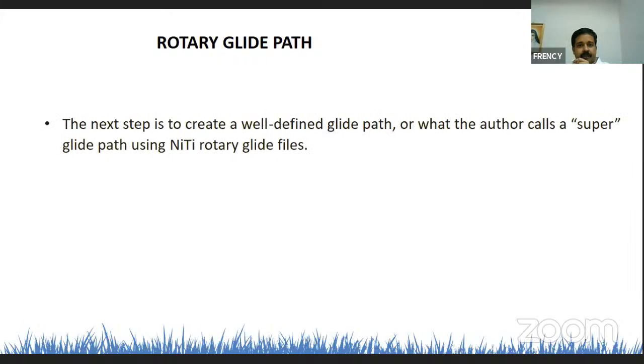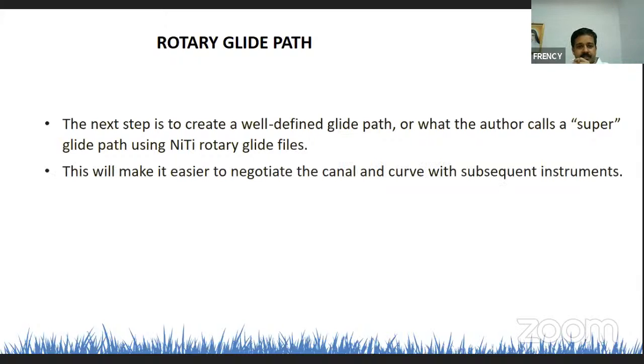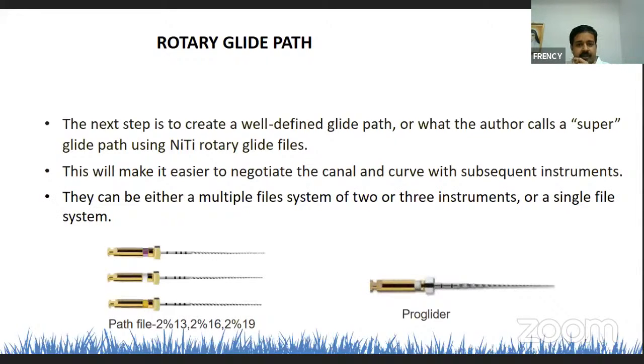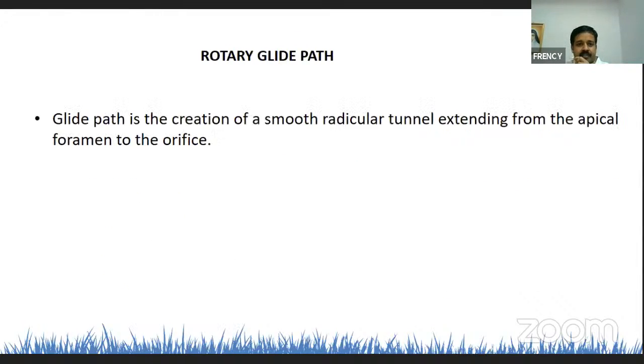Then rotary glide path. After the initial glide path with the hand file, you have to create a rotary glide path. For that, you can use rotary glide path instruments. This will make it easier to negotiate the canal and curve with subsequent instruments. There will be different types of glider instruments. It may be a single file system or a different file system.